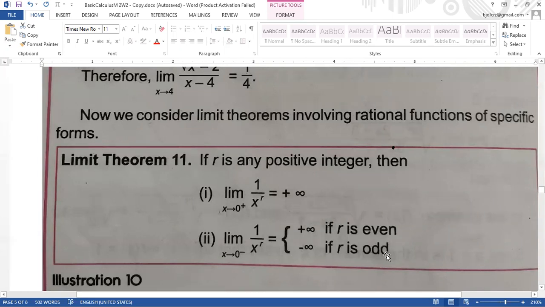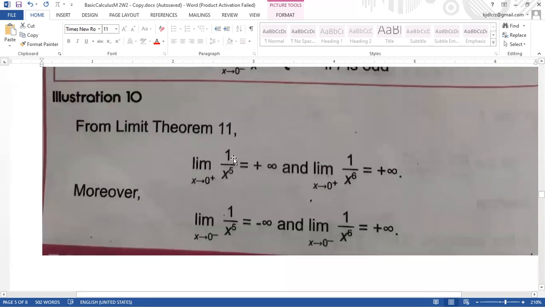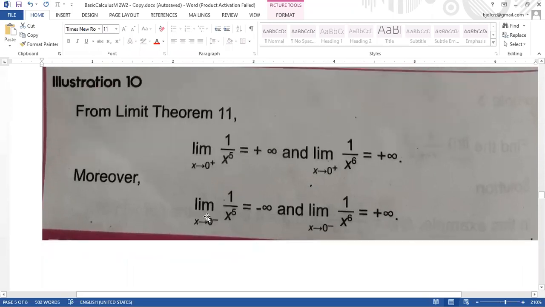For example, we have here the limit of 1 over x raised to the power of 5 as x approaches 0 from the right. So r can be any positive integer, right? As x approaches 0 from the right, directly, it is positive infinity. Another example, 1 over x raised to the power of 6, positive. Then the plus sign is already there, so directly, positive infinity.